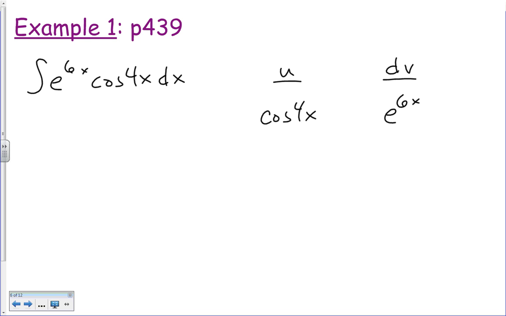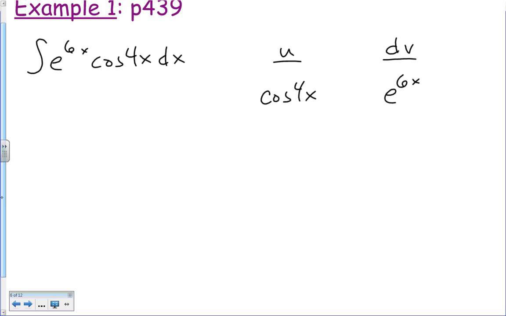And the reason for that is because when I take the derivative of sine and cosine, I'm okay with the plus or minus that shows up in that process. But the antiderivative of sine and cosine, sometimes that's a little bit tricky. Wait, is this one the positive or the negative one? Versus e to the 6x, it doesn't matter whether you take the derivative or the antiderivative, it's basically the same. So let's set it up this way.